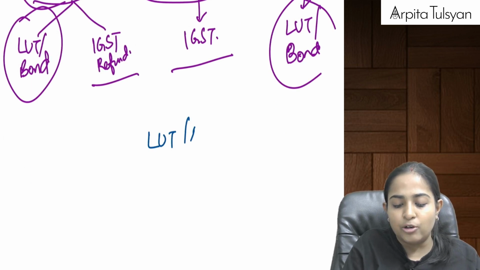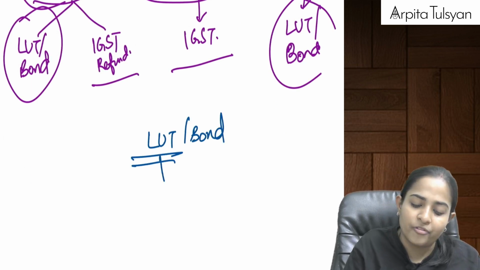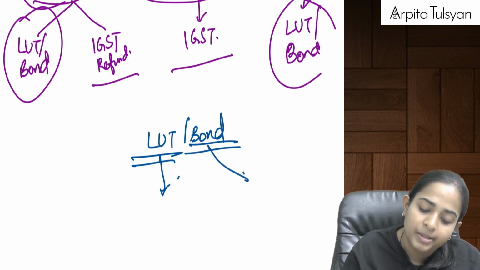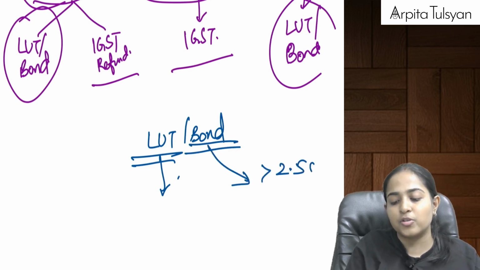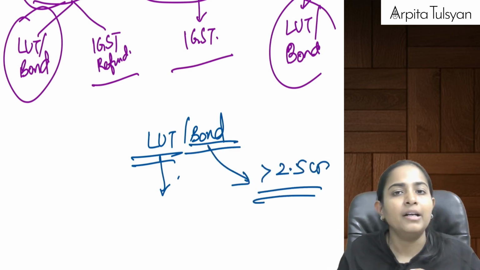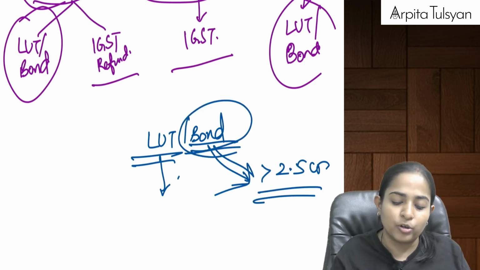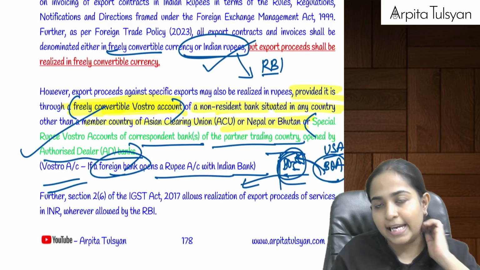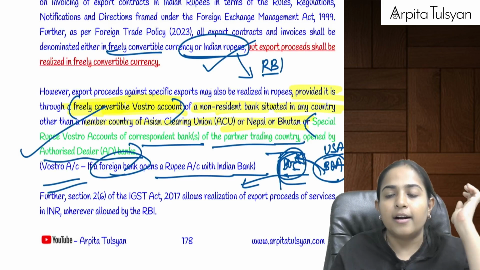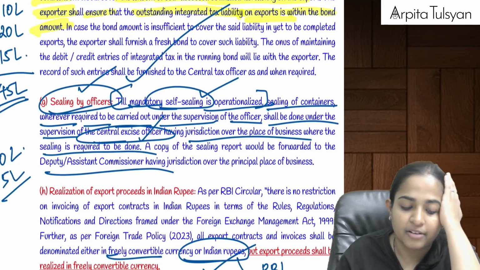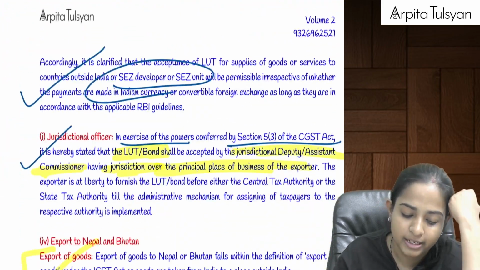Wherever LUT or bond is coming, first priority is always given to LUT because it is simple. But the persons who have to compulsorily go for a bond are those where prosecution is going on, with amount involving 2.5 crore. Are you clear with this? Those persons will have to give bond, otherwise you can go with LUT. Even if you give one LUT in the entire year, that is more than sufficient. Are you clear with this, everyone?